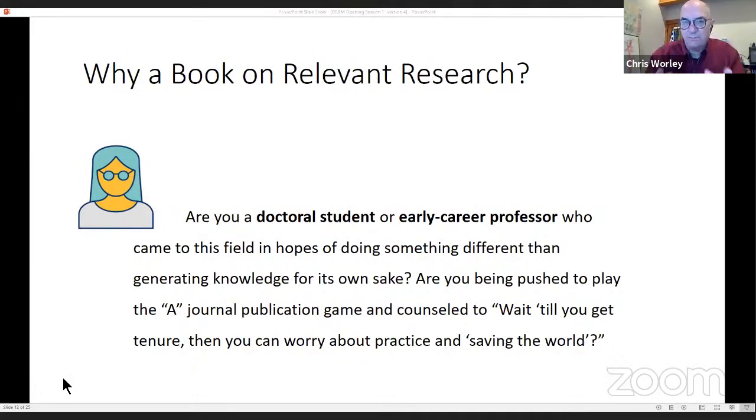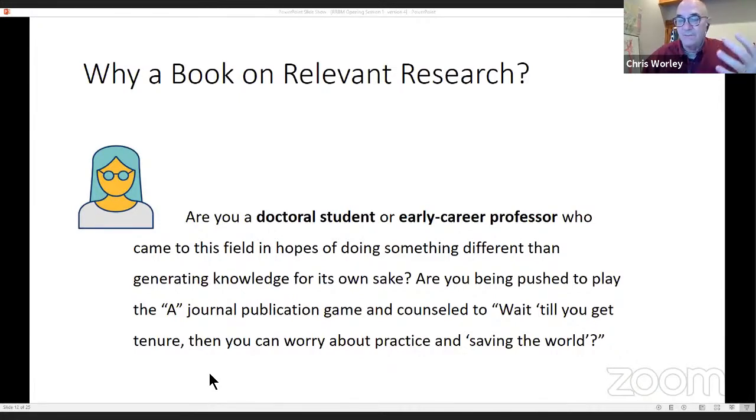Build equity in your curriculum vitae first. Get those A journal publications. When you get tenure, then you can think about maybe writing something for practice, but focus on your theory building. And so we recognized that in most research methods courses, you don't get exposure to these kinds of stuff. So we wanted to write a book that would expose people to this kind of stuff, and give them a chance to see that it is possible.